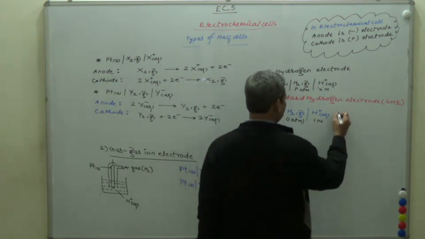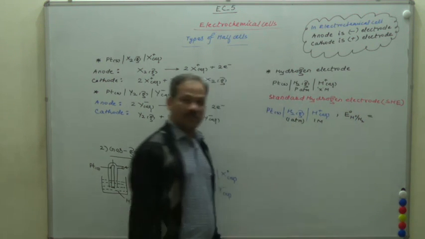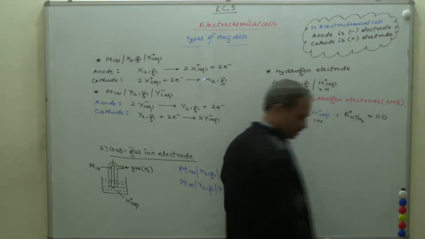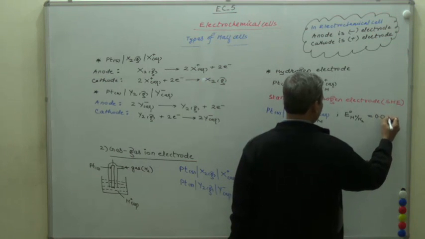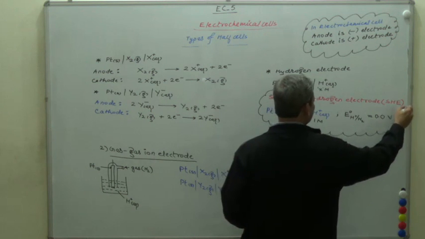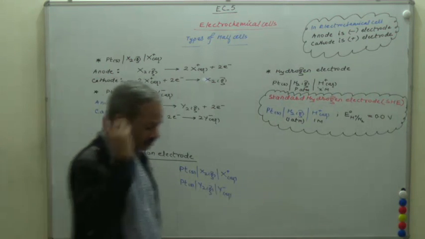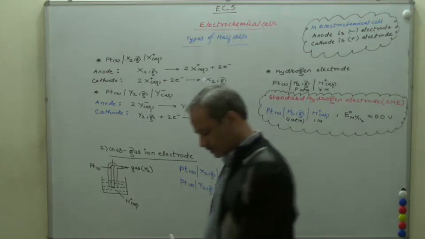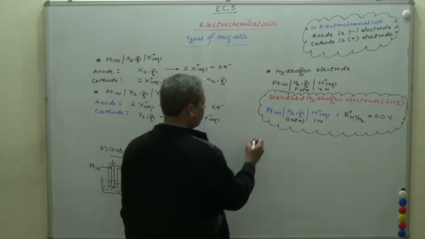The standard reduction potential of this half cell is taken as 0.0 volt. It is just an assumed value to measure the potentials of other half cells. The standard reduction potential of the standard hydrogen electrode is assumed as 0.0 volt. It is just an assumed value. Actually, it is not 0.0 volt. It is an assumed value to measure the standard potentials of other half cells. So this is the hydrogen electrode.